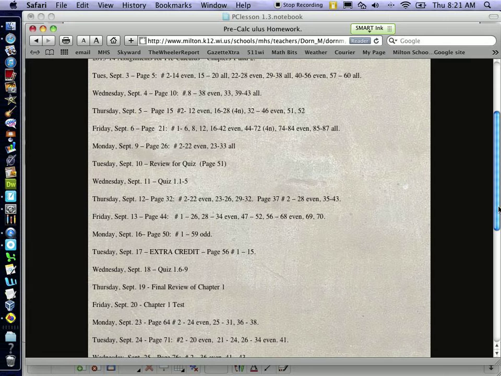You'll notice we do a lot of the story application type story problems. I always want you thinking, how does this work with some real life situations? Always want you working on that.